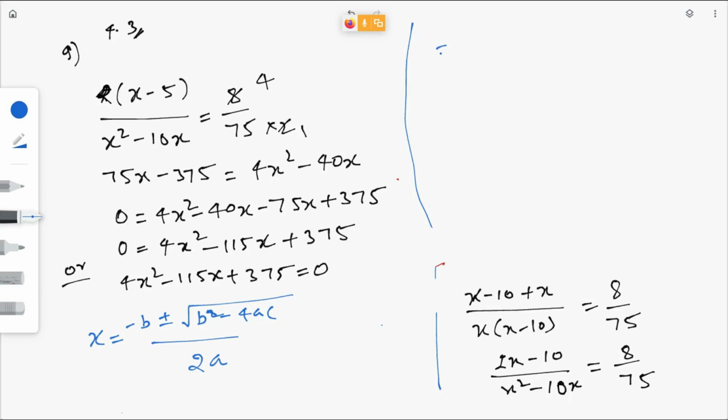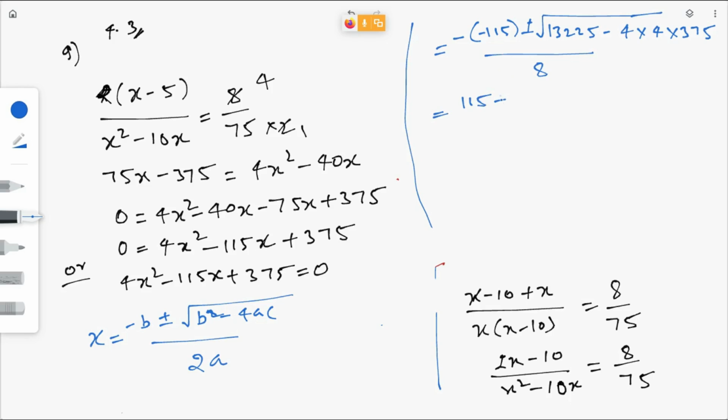So now substitute the values. Minus of minus 115 plus or minus root of b square, 115 square. You need to give me the values fast. Calculate 115 square. 13,225. Very good. Next, minus 4ac. How much will you get? 4 into a, that is 4, into 6,000... 4 into 4 into 375, divided by 2a, that is 8.